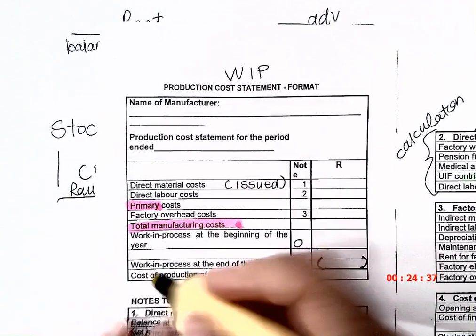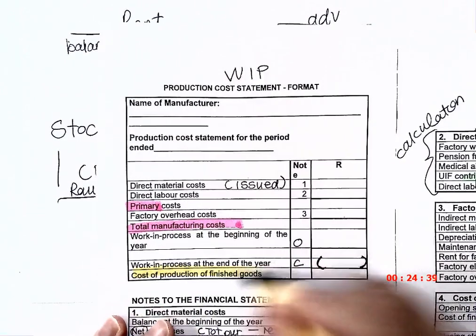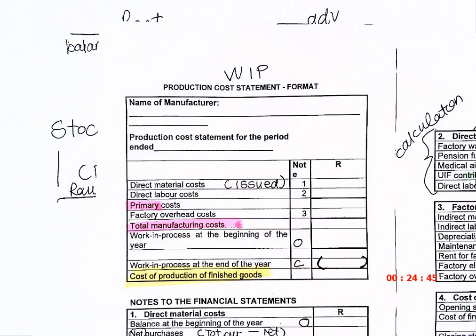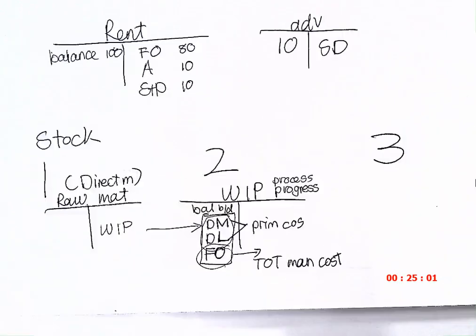It's the cost of production of finished goods. Meaning, this is the stuff that I finished producing this year. This is not your cost of sales. This is the stuff I finished making. Did all of them sell? Not necessarily. Okay.